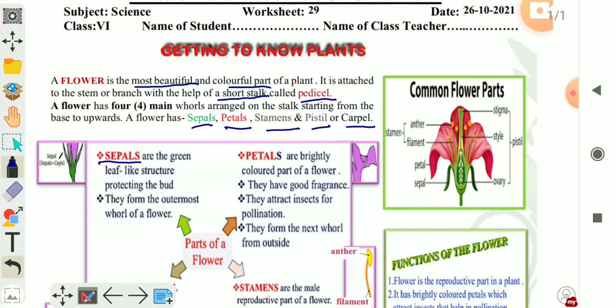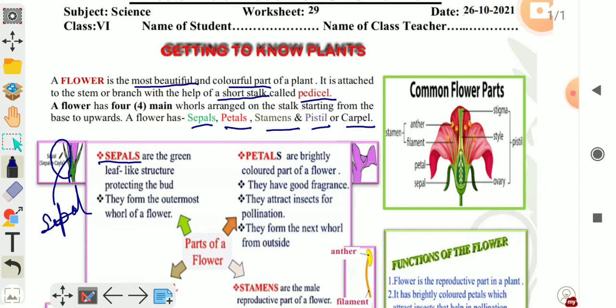These are green leaf-like structures protecting the bud, small leaves. In the picture, this part is called sepal. They form the outermost wall of the flower.